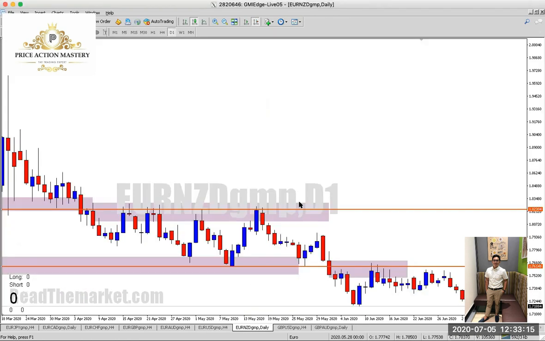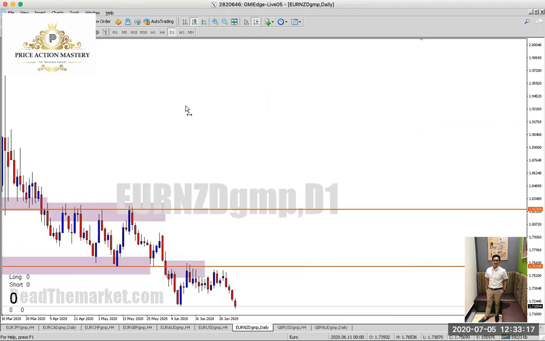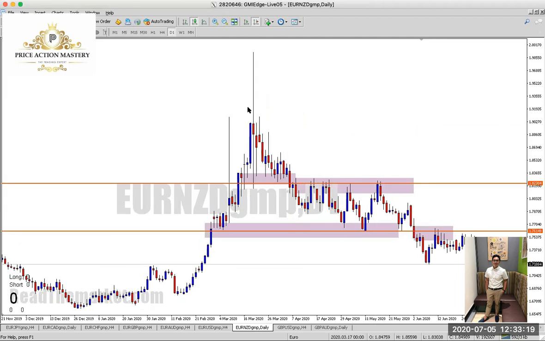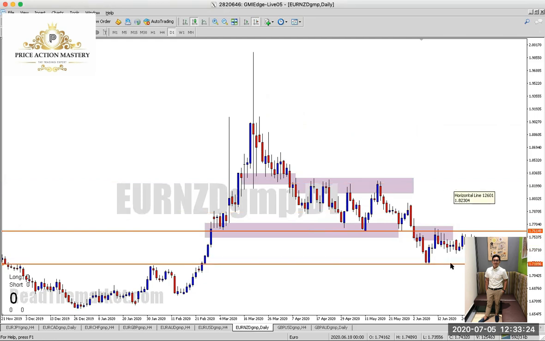GBP Euro New Zealand, same thing. Look for sell. Maybe this is the buyer support area, so buyers will just come in.